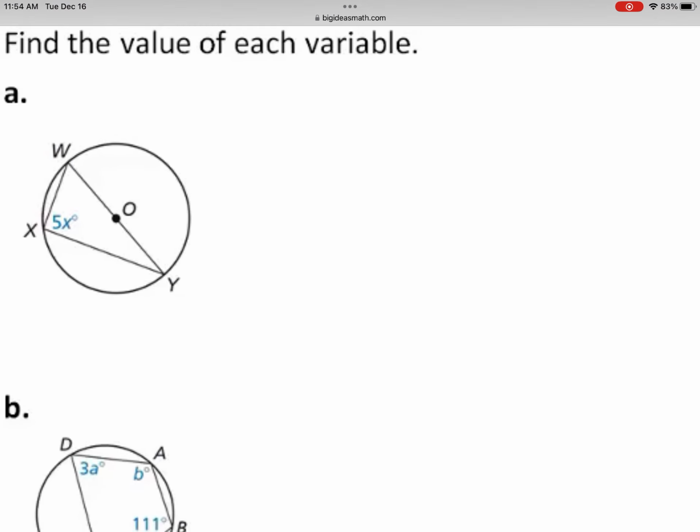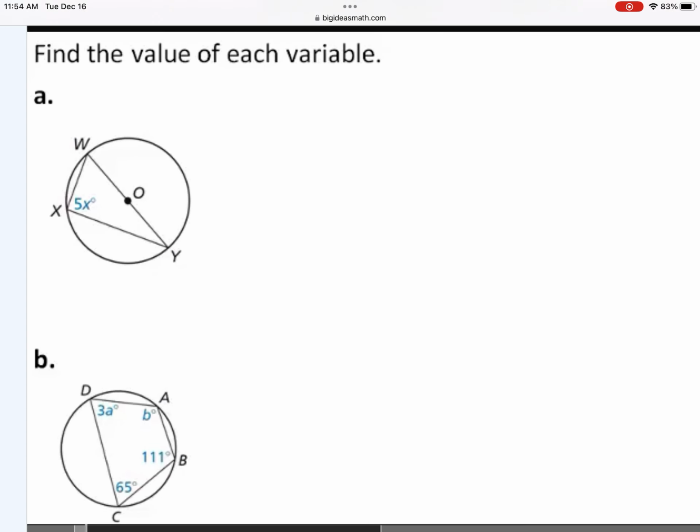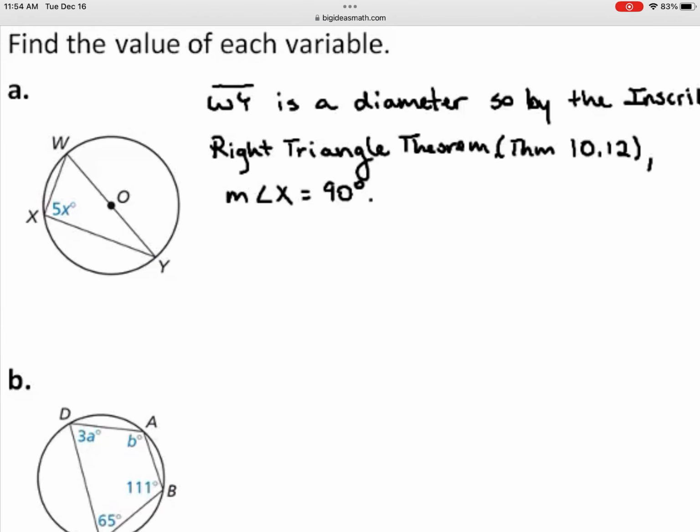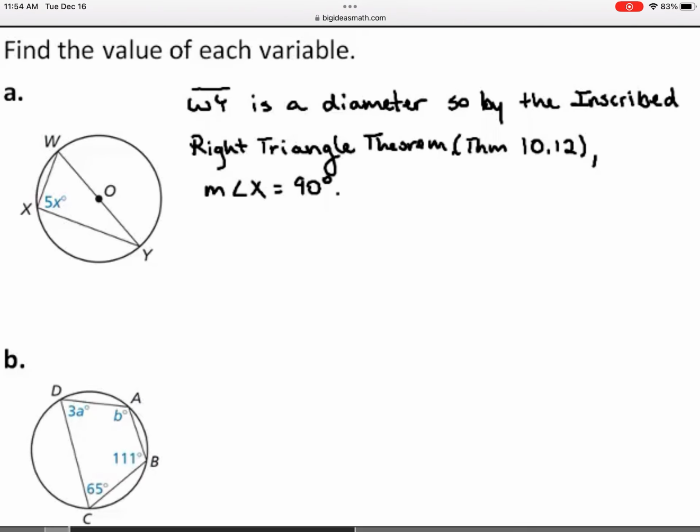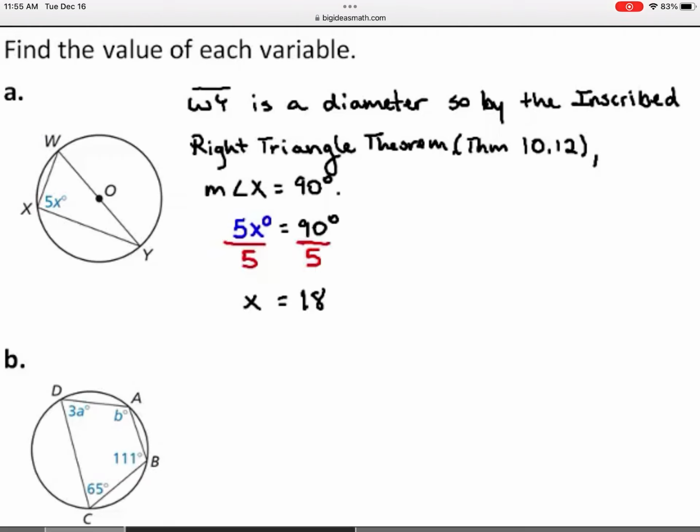Find the value of each variable. Part A. Notice that line segment WY is a diameter, so by the inscribed right triangle theorem, the measure of angle X equals 90 degrees. Substitute in the known value for the measure of angle X, which gives 5x degrees equals 90 degrees. Dividing by 5 on each side gives that x equals 18. Thus, x equals 18.